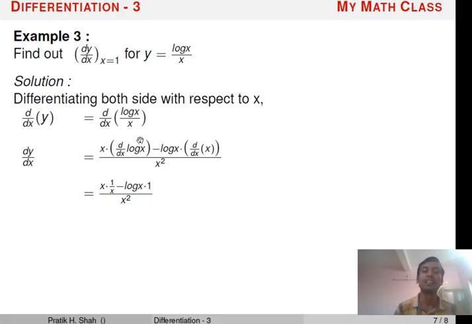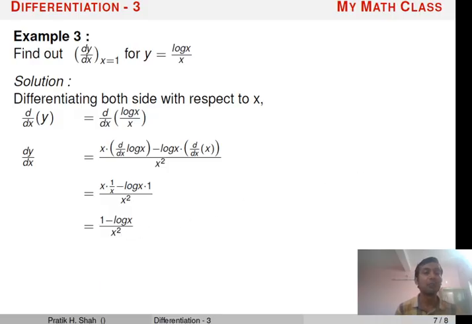X as it is, derivative of log x is 1 upon x, minus log x as it is, derivative of x is equal to 1, divided by x square. So here the differentiation process is over, and as you know, we'll proceed further for the simplification. So you can see that here x gets cancelled and we are left with 1, and log x multiplied by 1 is equal to log x. So finally we get 1 minus log x divided by x square. So this is dy by dx.